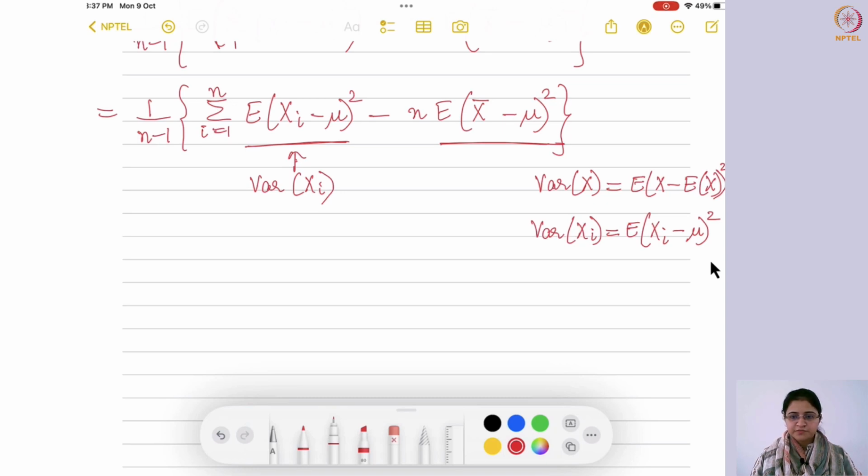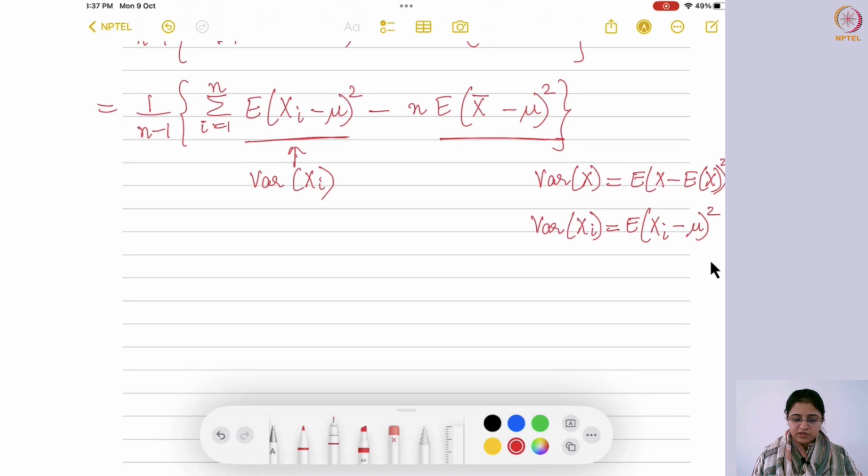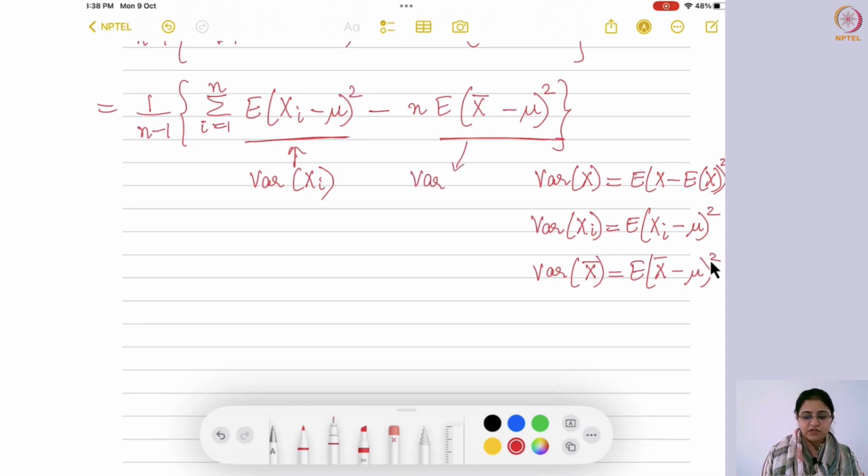And what is this other term? If you consider variance of x bar, then it would be expectation of x bar minus, because we have already proved in the first part that x bar has expectation mu, so it will be the same, right? So this part is nothing but the variance of x bar.